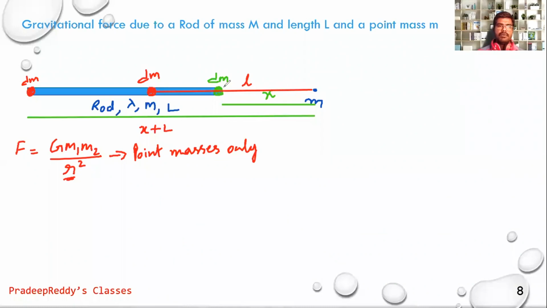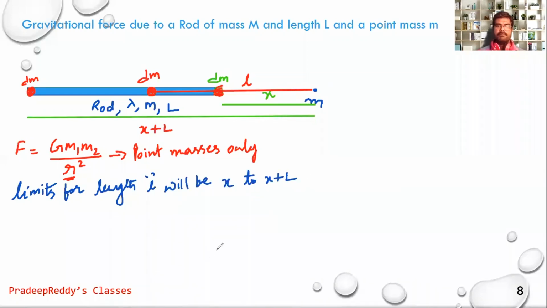What does this l become? If I am taking the small element here, l will become x. If I am taking dm at the other end of the rod, then small l will become x plus capital L. So I can write the limits for length small l as x to x plus capital L.